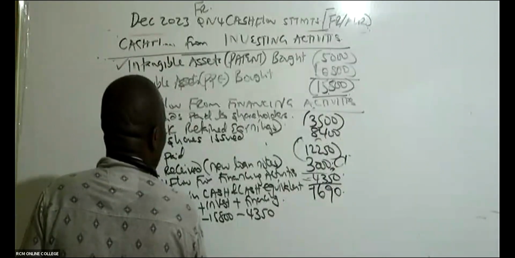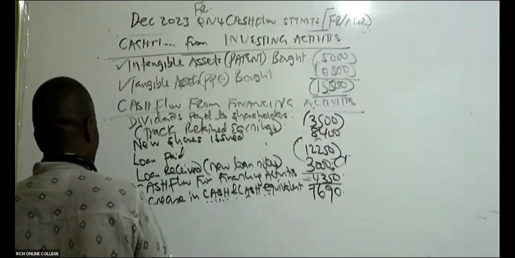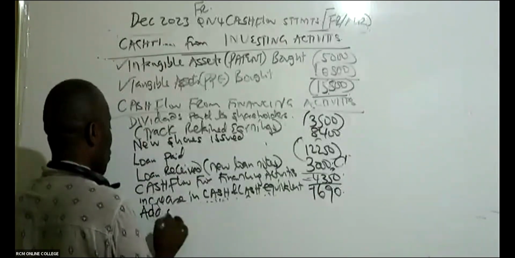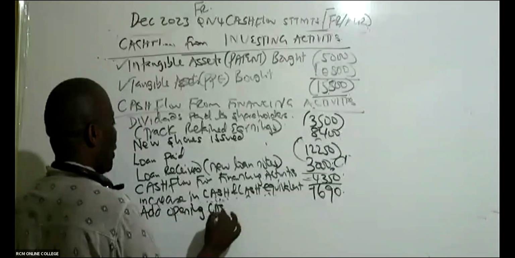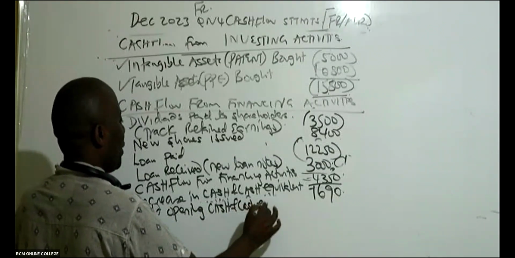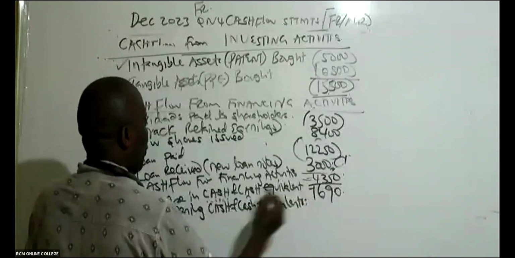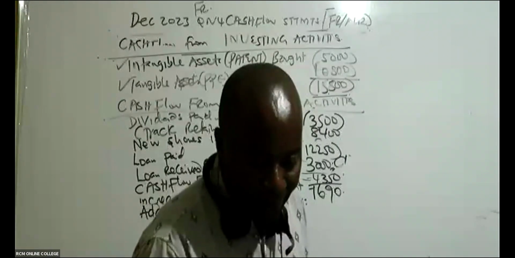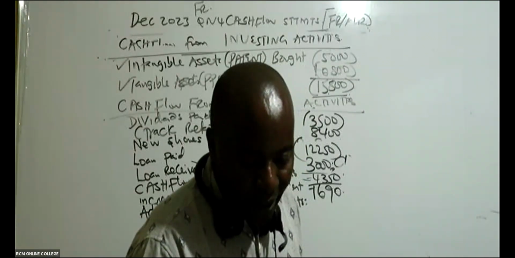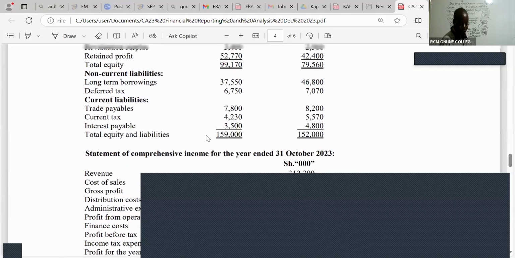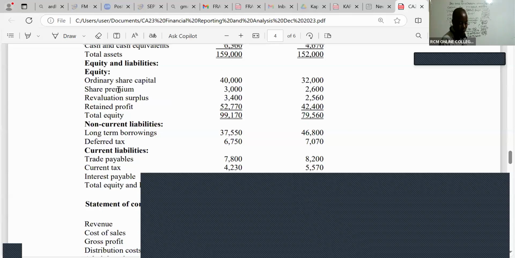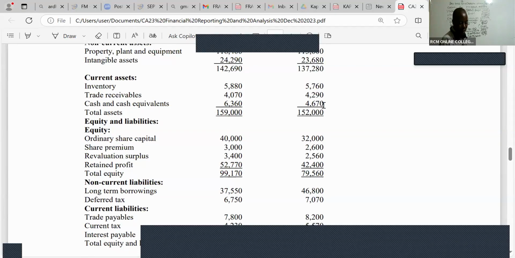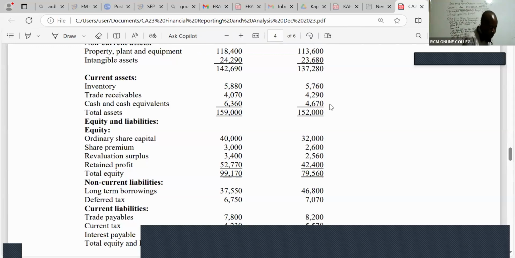So in this case, you add opening cash and cash equivalents. Go to your balance sheet, not cash flow. So in your balance sheet, what are you able to see, ladies and gentlemen, as your cash? In your balance sheet, you can see cash and cash equivalents brought forward, it is 4670.